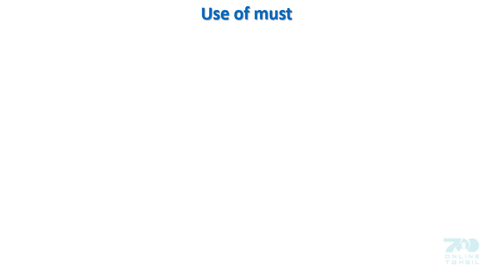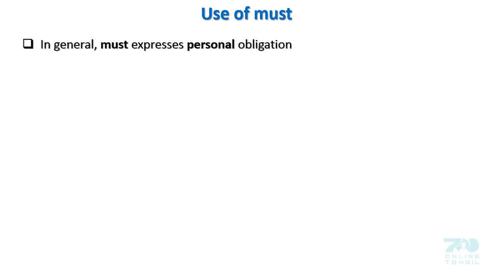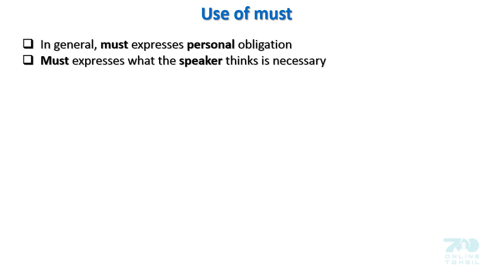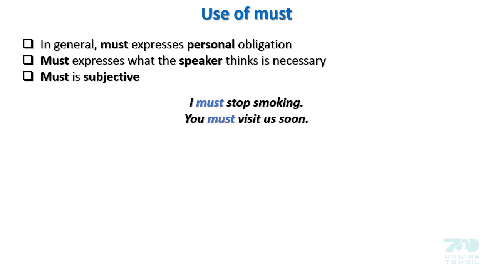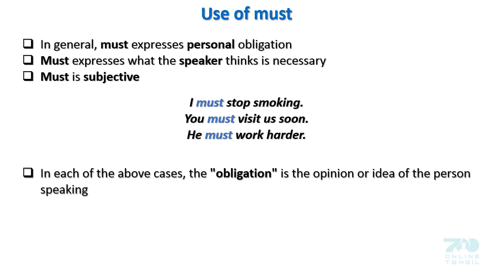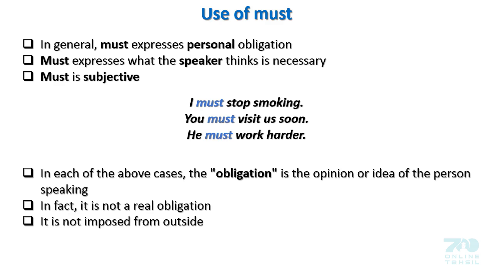Use of must. In general, must expresses personal obligation. Must expresses what the speaker thinks is necessary. Must is subjective. Look at these examples. I must stop smoking. You must visit us soon. He must work harder. In each of the above cases, the obligation is the opinion or idea of the person speaking. In fact, it's not a real obligation. It's not imposed from outside.